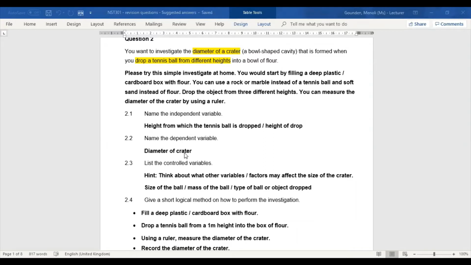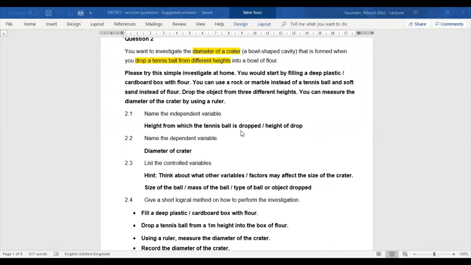So once again, to make a statement from these two variables, the only statement that would be logical is to say that the diameter of the crater depends, hence it is the dependent variable. The diameter of the crater depends on the height from which the ball is dropped.